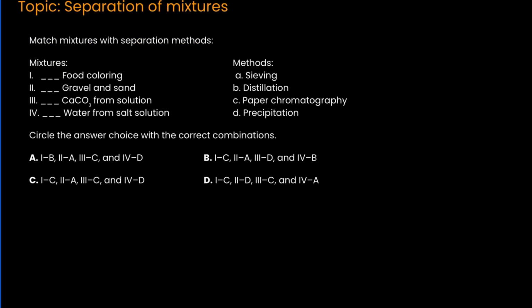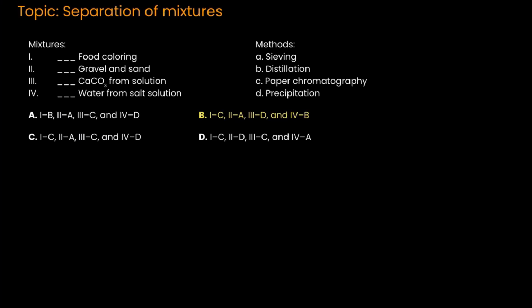In this problem, there are 4 different types of mixtures and 4 different types of methods. Some of these methods are better suited for some of these mixtures. Pair them up so that you have the best separation method for each mixture. Pause the video and answer the question. Correct answer choice is B.